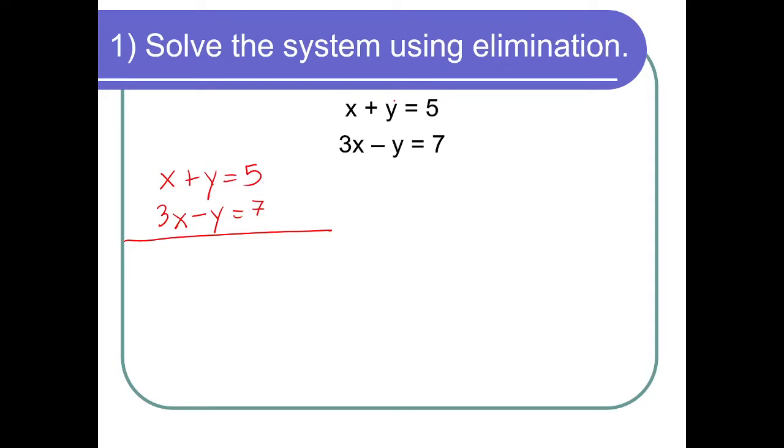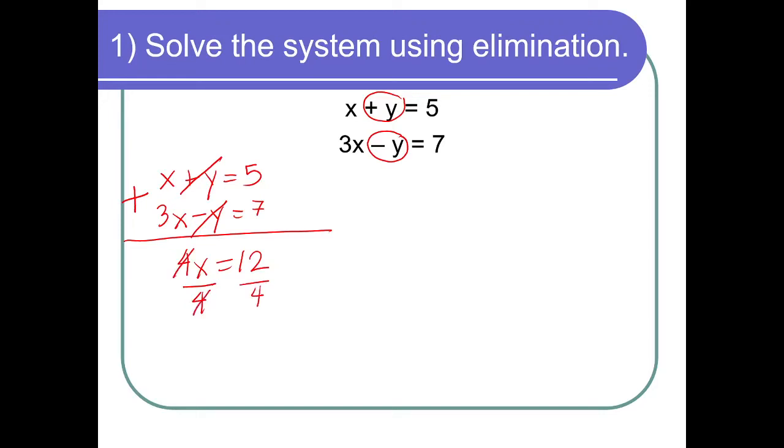Y. Take note, the variable y contains the opposites. When I say opposites, positive y, negative y, the same coefficient. Yeah, one is positive, the other one is negative. They are opposites. So I'm going to be adding the two equations now. Eliminate y. So x plus 3x, that's 4x. Then I have 5 plus 7, that's 12. Dividing both sides by 4, cancel 4.